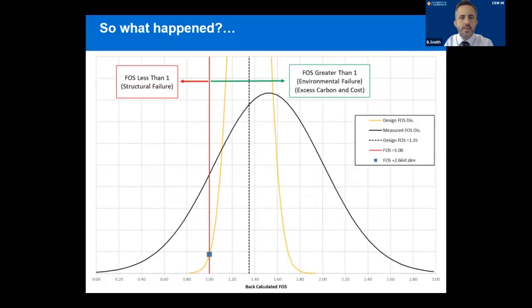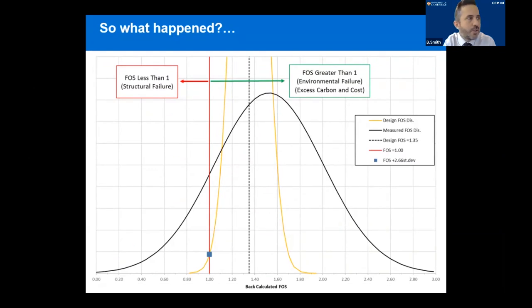Okay, so this is what actually happened. This is the probability distribution of the factor of safety. And again, the yellow curve represents the nominated Eurocode position and is much skinnier, so is more certain than the black line representing what we actually measured. Unfortunately, what this is saying is that there is a lot less certainty in the results. And based on this distribution, the factor of safety actually increased from 1.35 to 2.27.